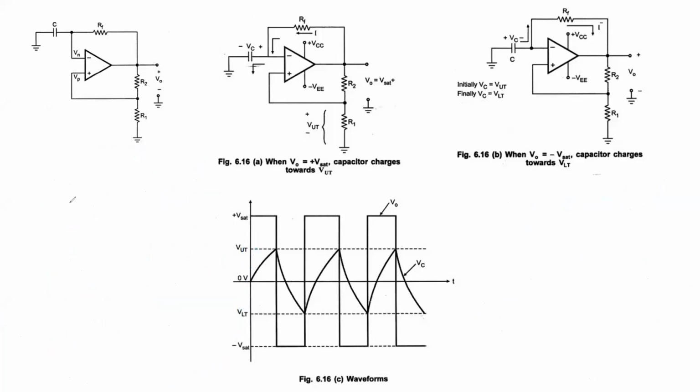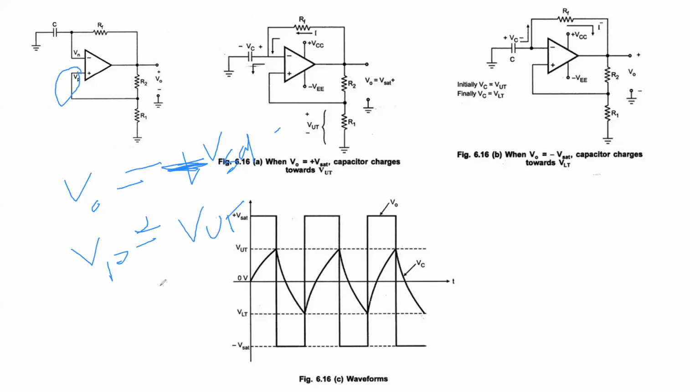Then tell me, when V naught equal to plus V sat, what is VP? VUT, sir. Right. When V naught equal to minus V sat, what is VP? VLT, sir.